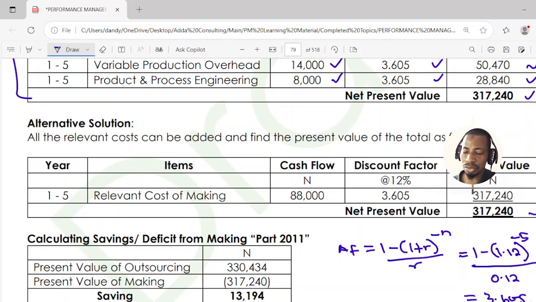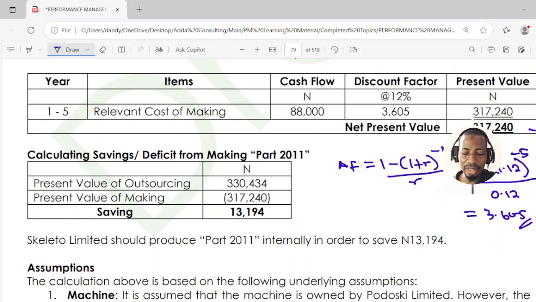All right, you can also do it this way and you get the same answer. So the next thing I need to do, now that I've discounted the future cash flow arising from outsourcing part 2011 and the present value from internal production, is to determine savings or deficit from making part 2011 by comparing the supplier's quotation, that is the cost of outsourcing part 2011, with the present value of internal production. Okay, so this is the present value we calculated for outsourcing part 2011.